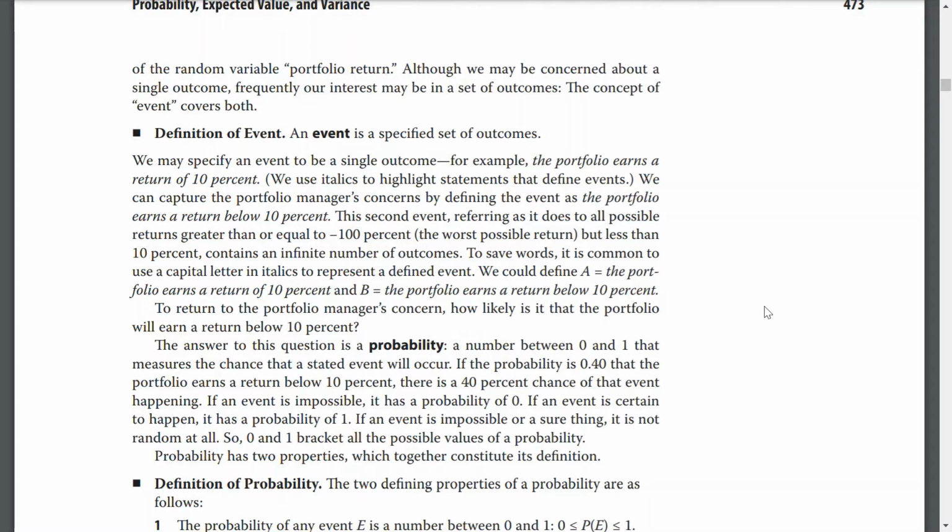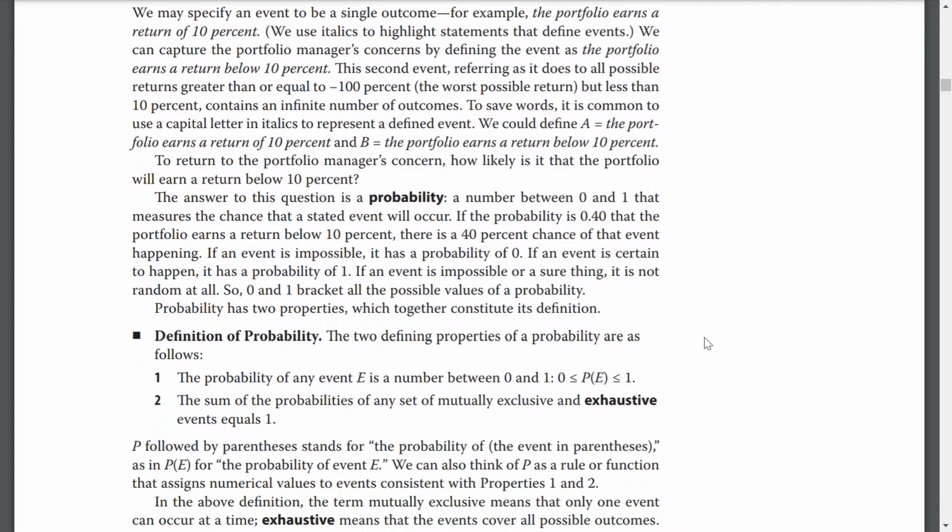The second event, referring as it does to all possible returns greater than or equal to negative 100%, the worst possible return, but less than 10%, contains an infinite number of outcomes. To save words, it is common to use a capital letter in italics to represent a defined event. We could define A as the portfolio earns a return of 10% and B as the portfolio earns a return below 10%. To return to the portfolio manager's concern, how likely is it that the portfolio will earn a return below 10%?